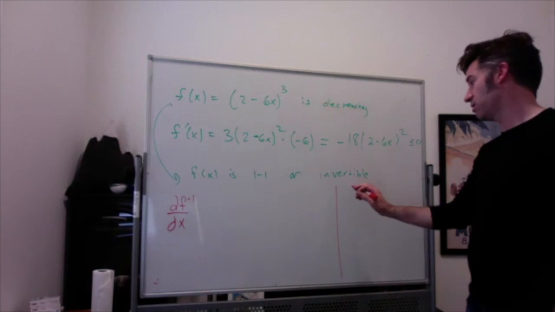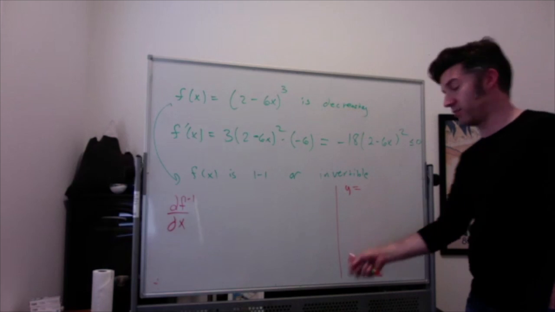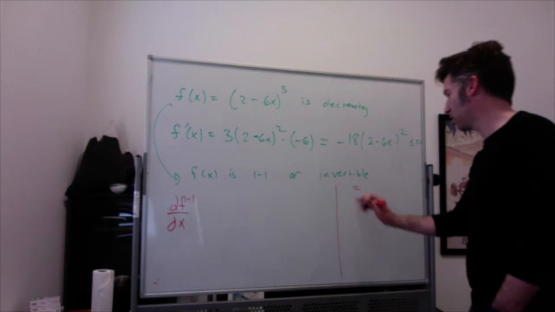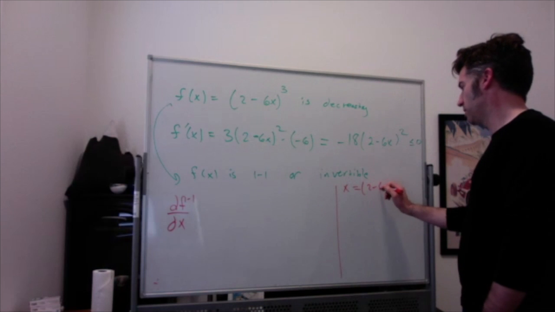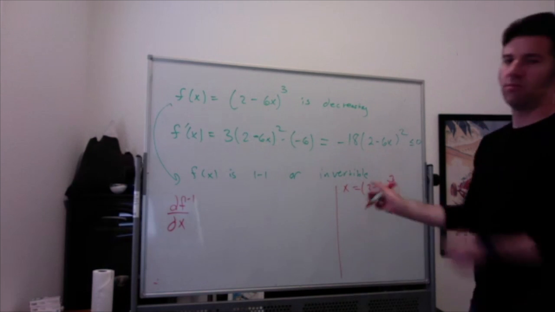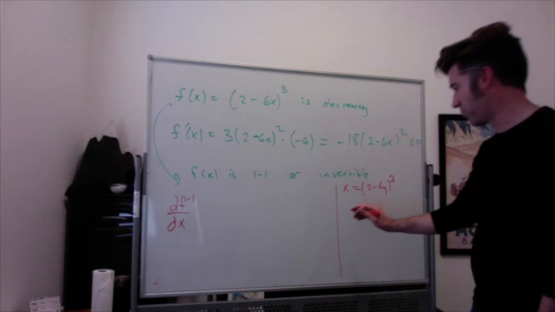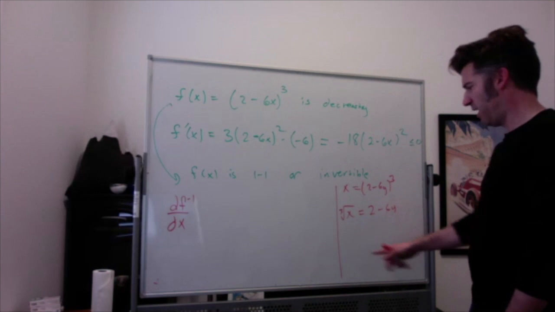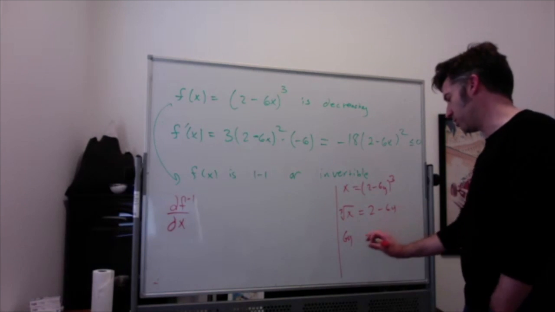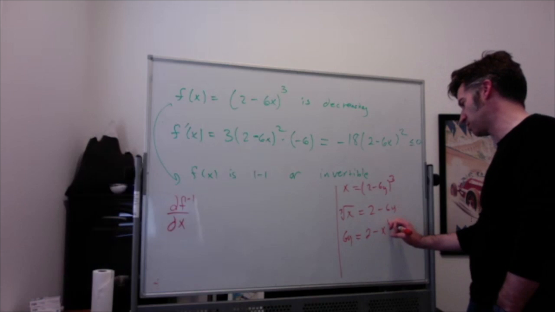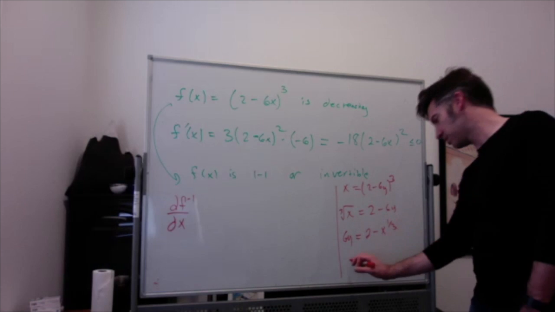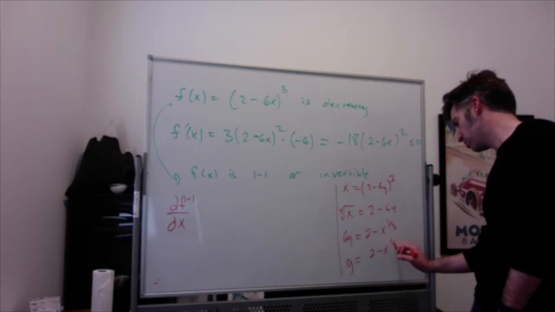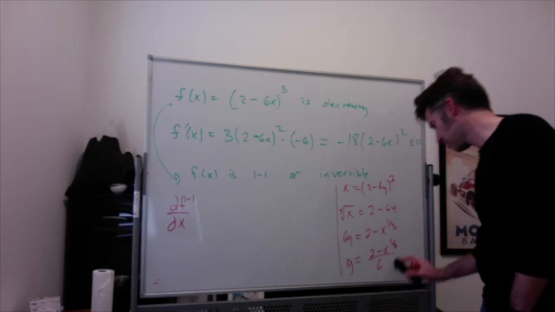So the inverse here, I'm switching x and y. I've got x equal to 2 minus 6y to the third. Solve for y, so take the cube root. Let's write it as x to the 1/3. That seems like the smarter way to do it. So x to the 1/3 equals 2 minus 6y, and dividing by 6, the inverse function is 2 minus x to the 1/3, all over 6.